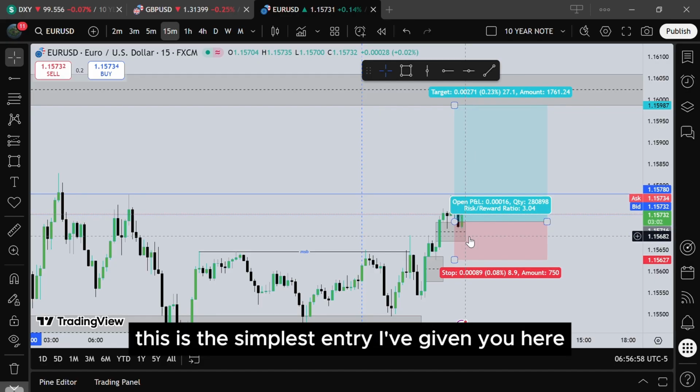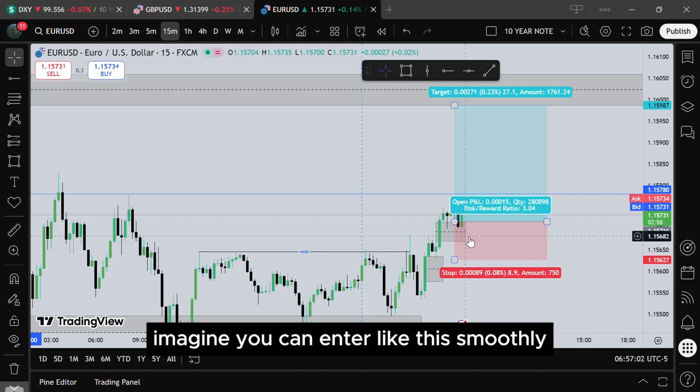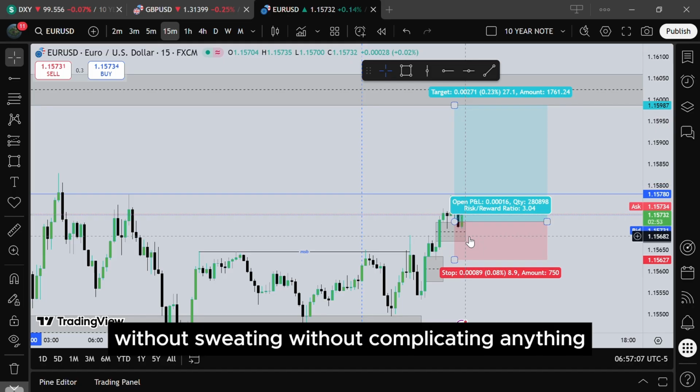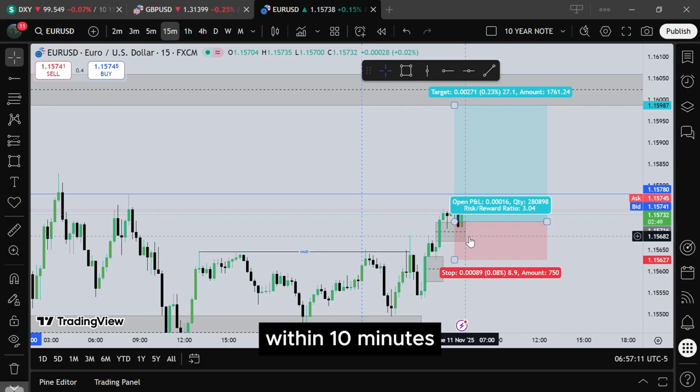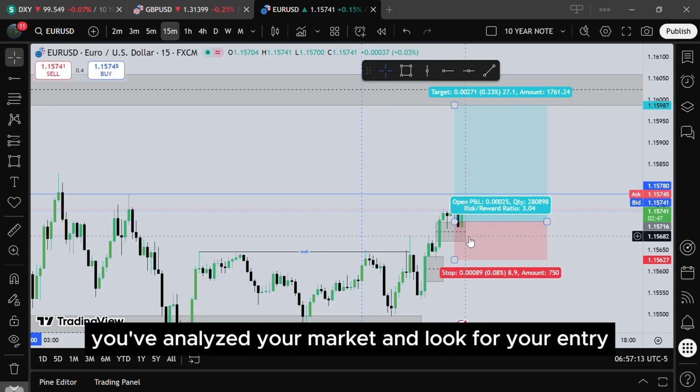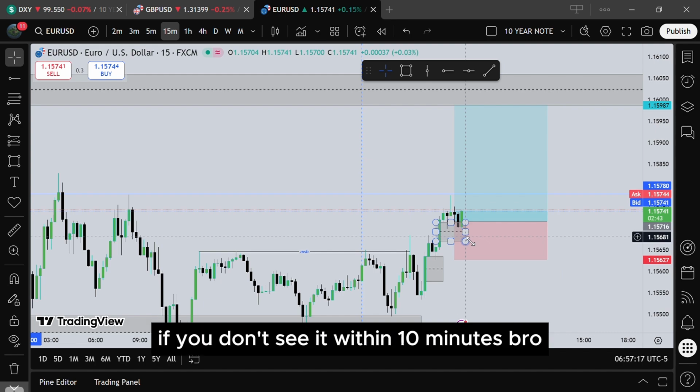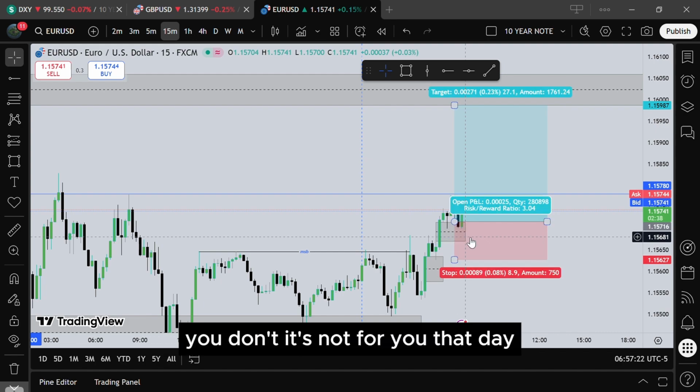You can't do more than this. This is the simplest entry I've given you here. You don't need anything else. Imagine you can enter like this smoothly, without sweating, without complicating anything. Within 10 minutes, you've analyzed your market and looked for your entry. If you find your entry, good. If you don't see it within 10 minutes, bro, get out of the market. It's not for you that day. Look for it another day.